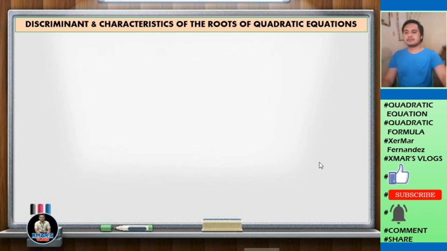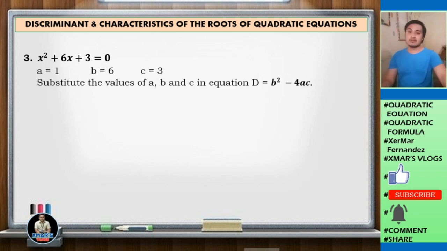Next. Number 3. x squared plus 6x plus 3 equals 0. So our equation is already in standard form. So let us identify the values of a, b, and c. a equals 1, b equals 6, and c equals 3. And we have to substitute into the formula of the discriminant.